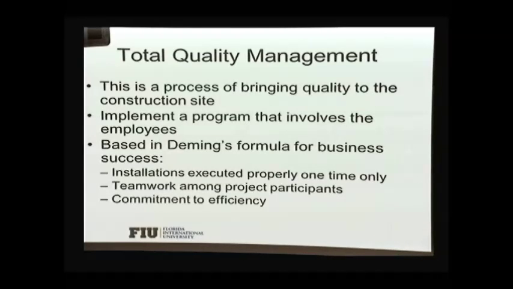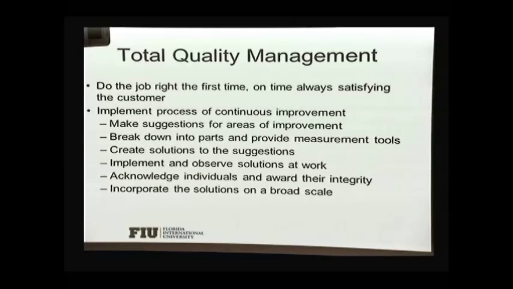Quality management brings quality into the construction site. It looks at how we do work that is going to be satisfactory to the owner. You want to meet the customer's expectations, you want to exceed them, and there are several tools used to bring the quality of the work to a high level. One of those is to create teams. You create a team of people and ask, how can we do this work better? How can we have a better outcome, do quality work, and commit to efficiency? That also goes hand in hand with safety. Implement a process of continuous improvement, always trying to do things better, more efficiently, and in this case also more safely. That will bring the two aspects of quality and safety hand in hand.